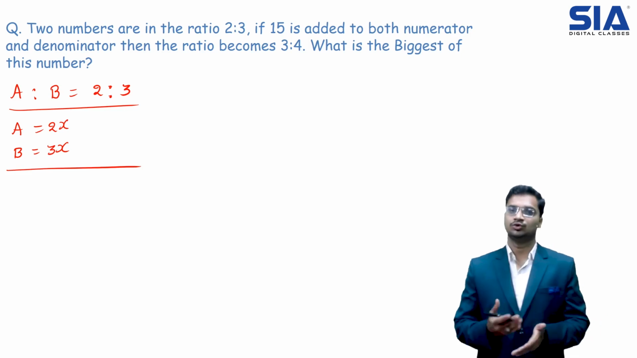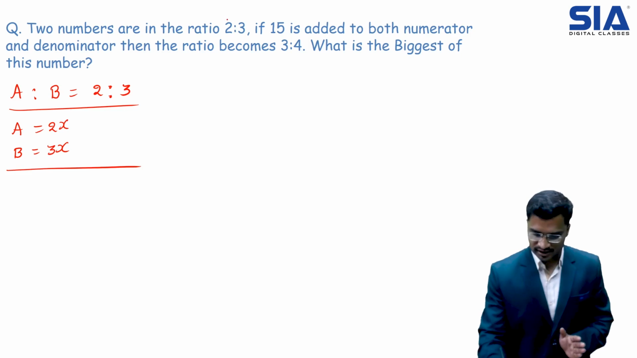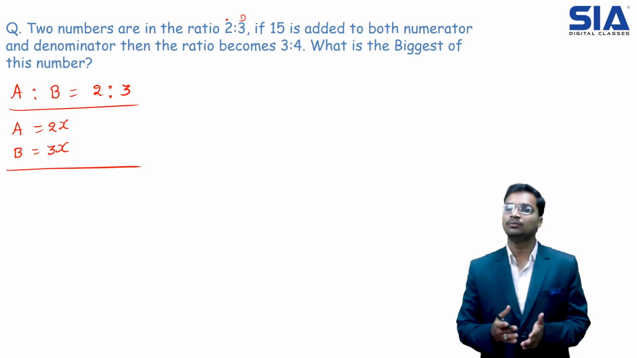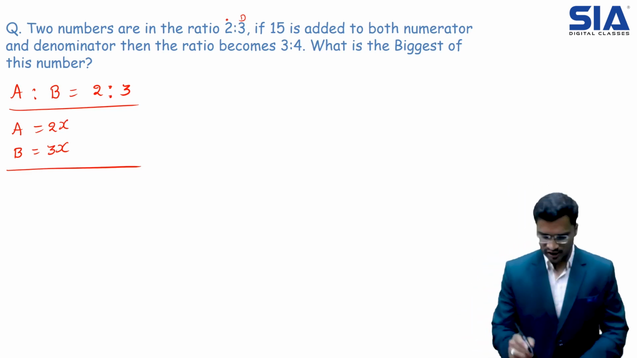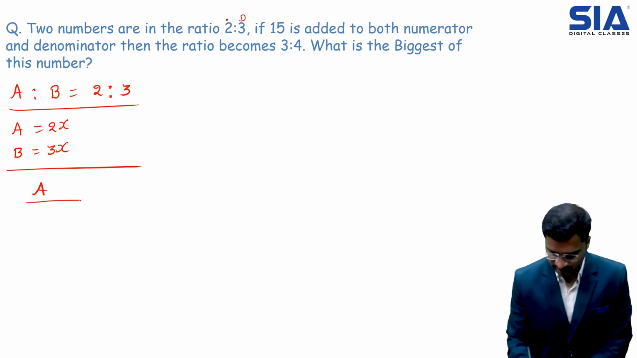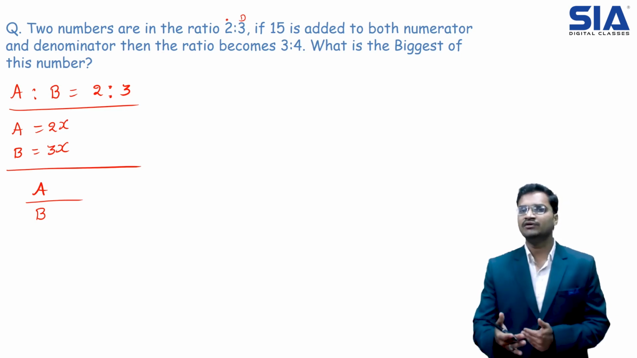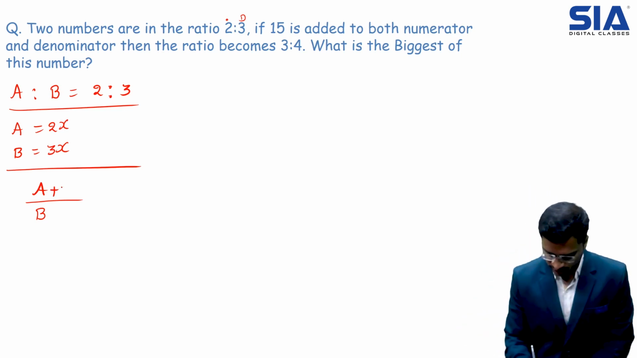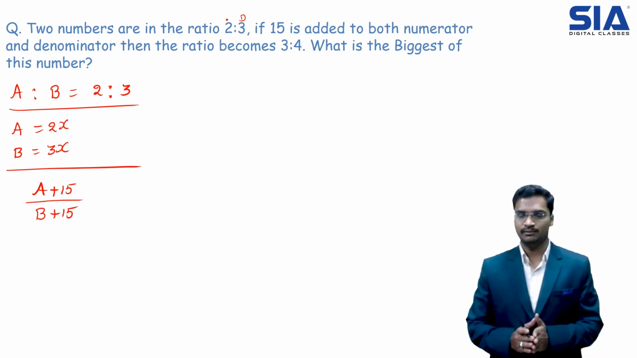Two numbers are in the ratio 2:3. If 15 is added to both the numerator and denominator, then the ratio becomes 3:4. Here the numerator is A and the denominator is B. In this question, what is he saying? He is saying that the number 15 is added to both the numerator and denominator. So A plus 15 and B plus 15.